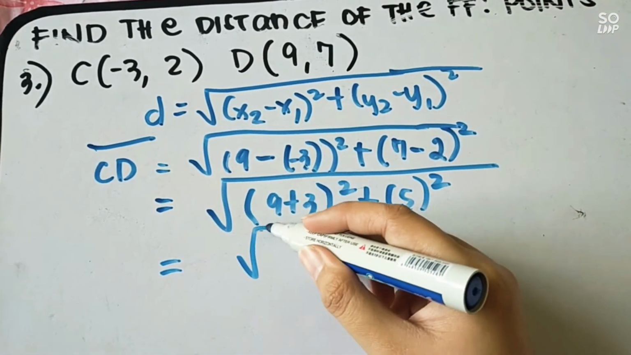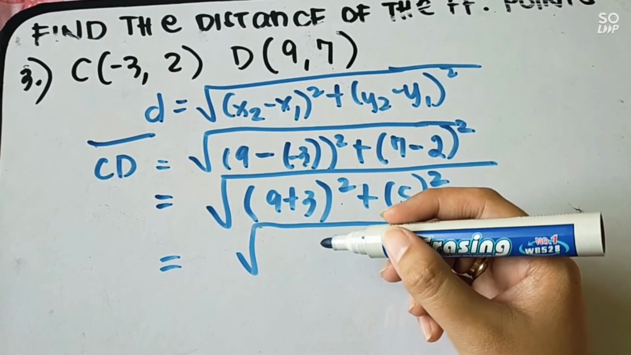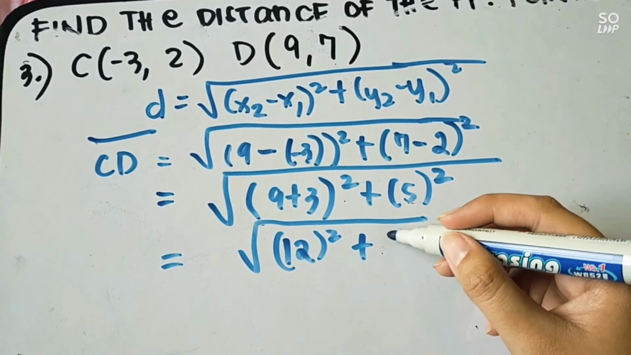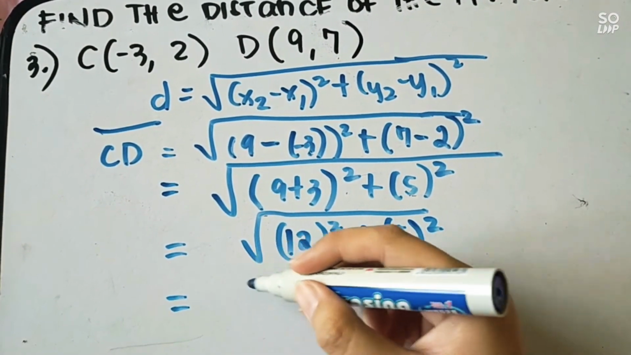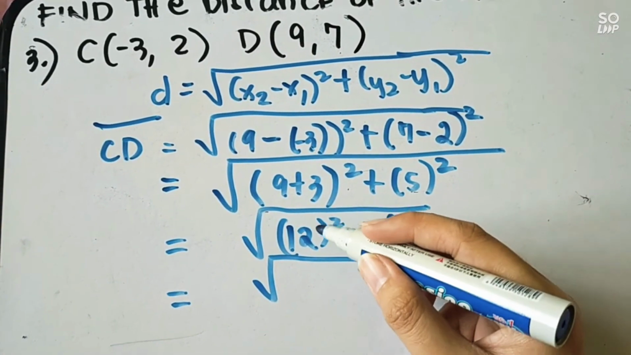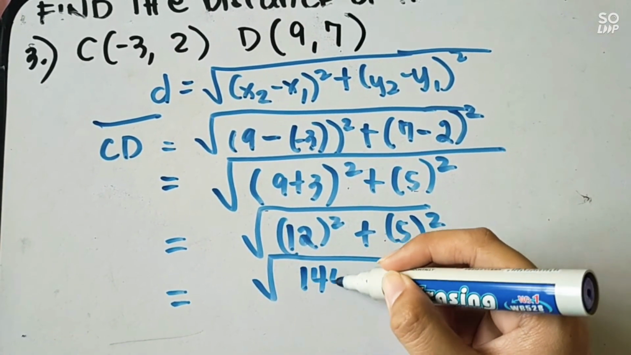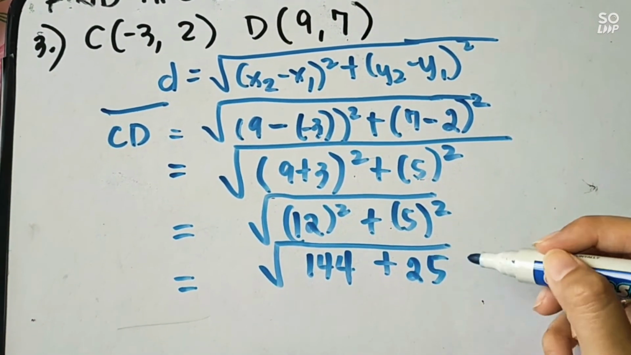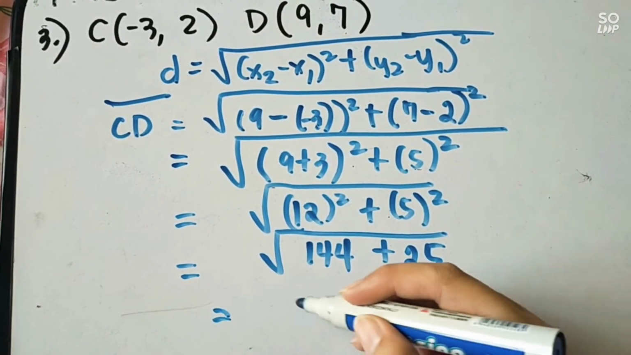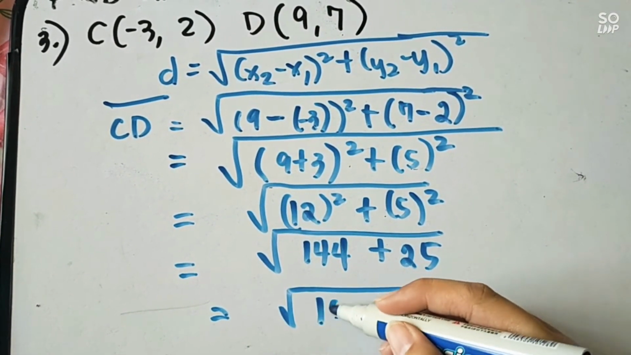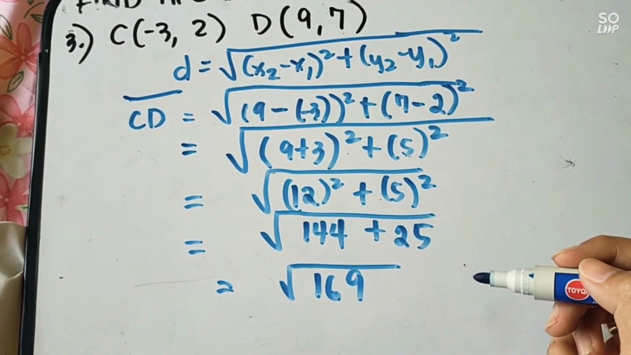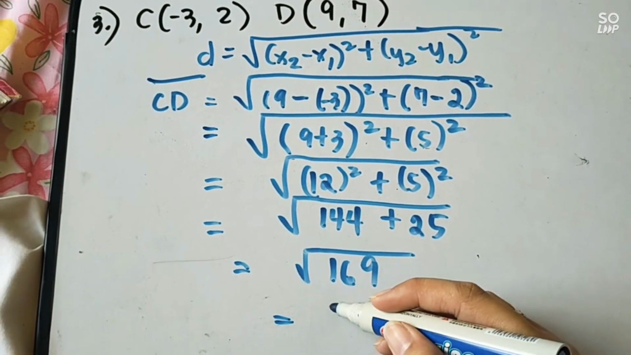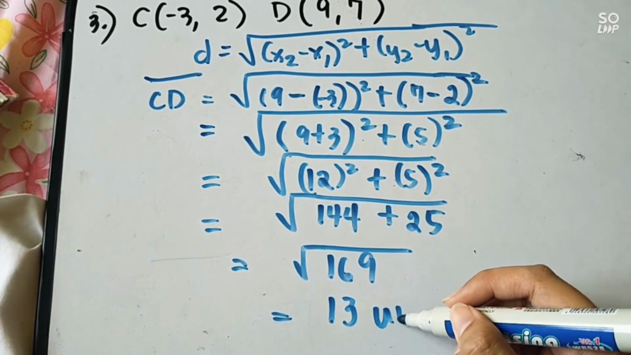It is equal to the square root of 9 plus 3, we have here 12, then squared. Plus 5 squared. Just copy. So it is equal to, para sabay tayo, 12 squared, the answer is 144, plus 5 squared, the answer is 25. Then add. We have the square root of 169. 169 is a perfect square. Ang square root po ni 169, we have here 13. So the answer is 13 units.